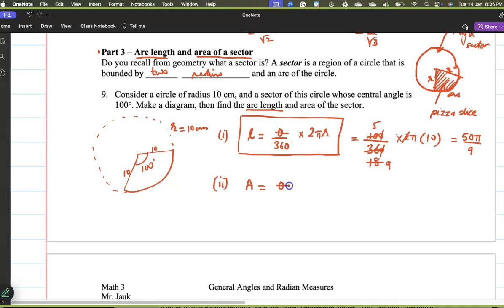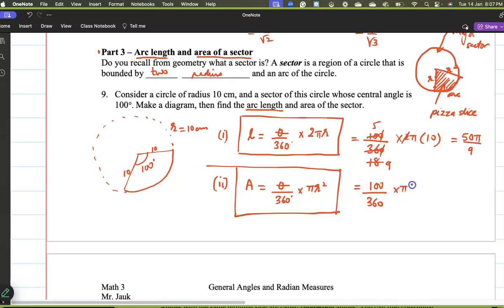Area of the sector would be length times width, right? No, what length times width? Oh, it's a circle. So theta over 360 into pi r square. And the radius is 10, so 100 over 360 into pi r square. R square is 100. Correct?